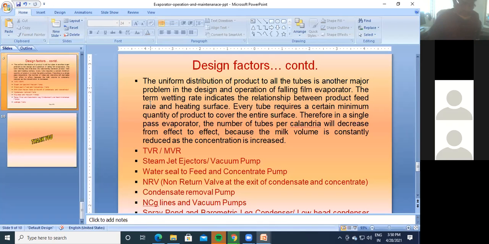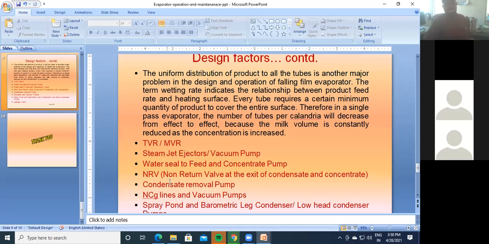Use TVR and MVR for improving the economy. Use steam jet ejectors and liquid ring vacuum pump. Water seal to feed and concentrate pump is essential. A non-return valve at the condensate point and at the concentrate point so that no air should enter from outside. It opens only in one direction.